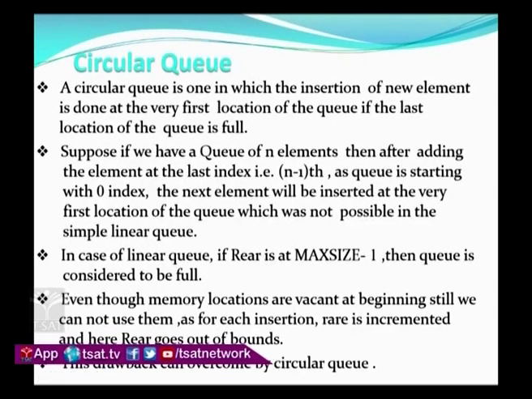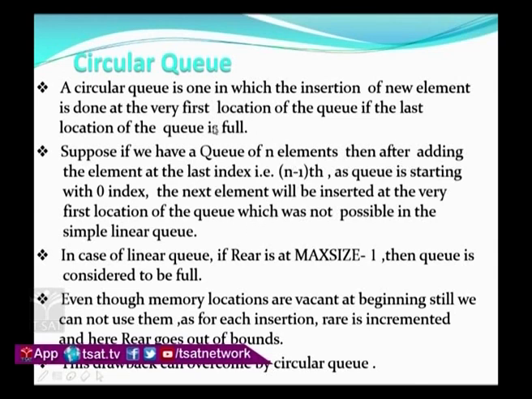Next, in queue, 3 different types of queues are there. One is a circular queue, another is a D queue, and the next one is a priority queue. Coming to the circular queue, it is one in which the insertion of a new element is done at the very first location of the queue if the last location of the queue is full. In a normal queue, if the last location is full, there are no further insertions. Whereas in a circular queue, if the queue is full, the element is stored again at the first position.